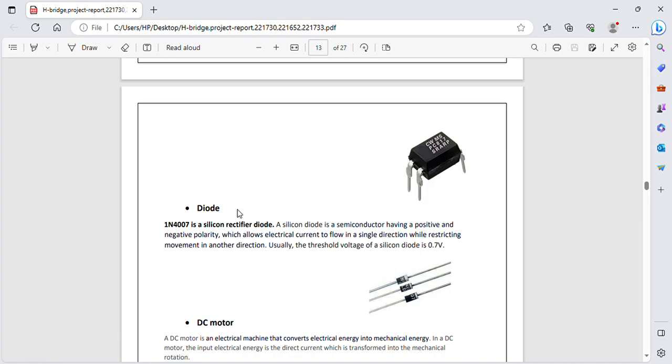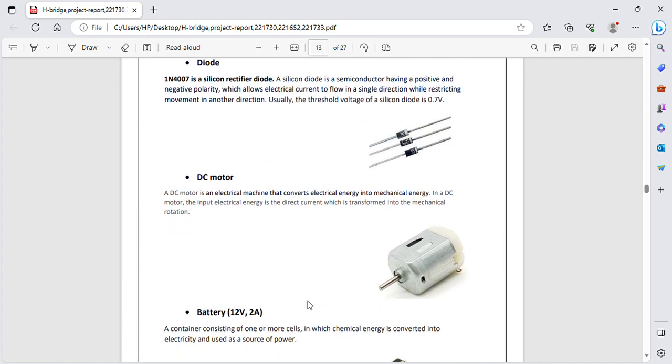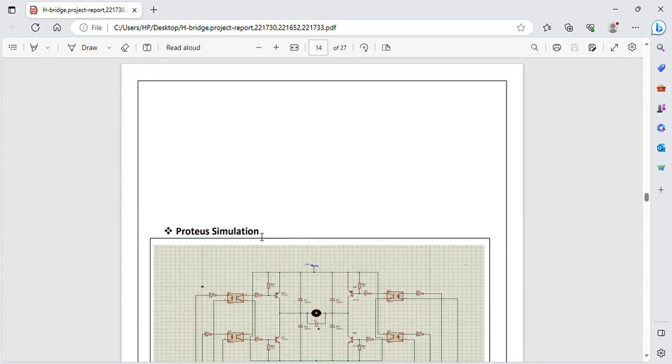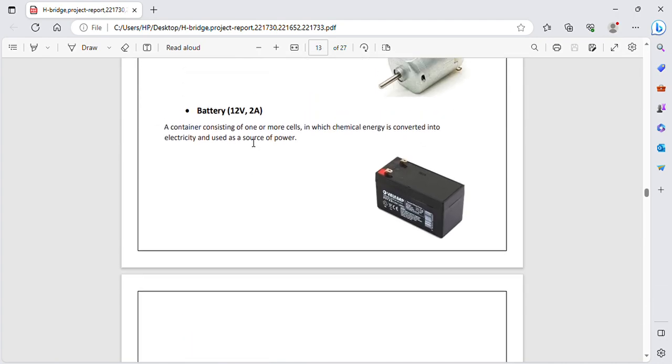Moving next, we use diodes. The 1N4007 is a silicon rectifier diode. A silicon diode is a semiconductor having a positive and negative polarity. Then we used a DC motor and a battery of 12 volt 2 ampere, a container consisting of one or more cells in which chemical energy is converted into electrical energy and used as a source of power.